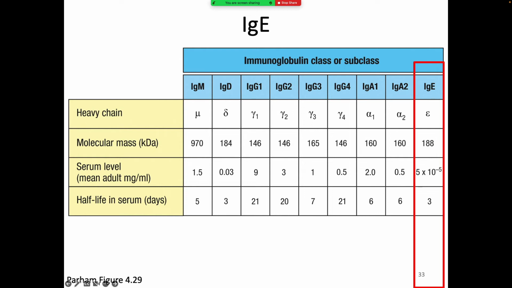The reason why IgE has such a low serum level is because it's found somewhere other than serum. It doesn't hang out free in the blood. It hangs out somewhere else. So this actually doesn't mean that there's no IgE in the body. This is just telling us it does not spend its time in the serum. Like I said, it spends its time somewhere else.